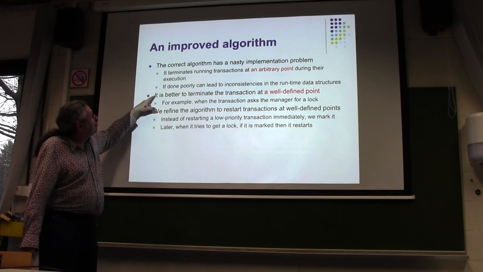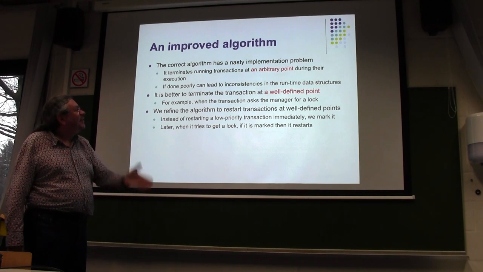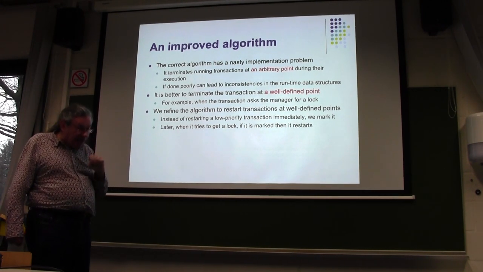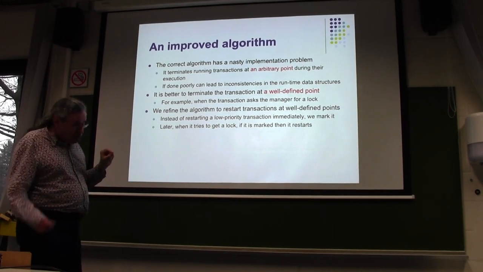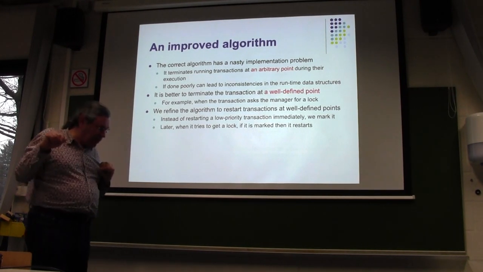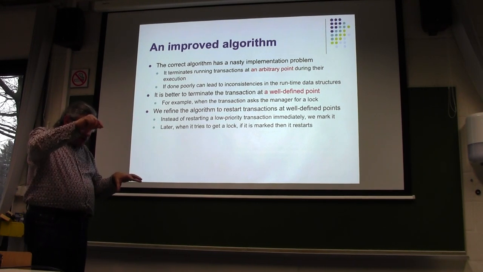It's better if you could terminate the transaction at a well-defined point. For example, at the point when the transaction asks for a lock, you can be kind of nice, okay? So the high priority transaction can be nice and not brutal. It can say, oh, this low priority has a lock that I need, let it run.